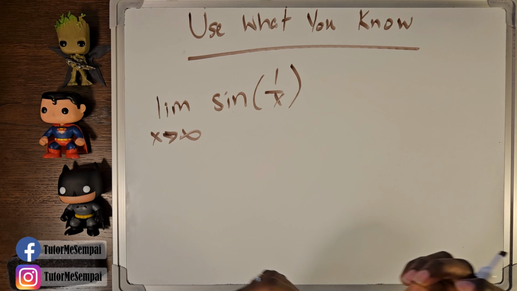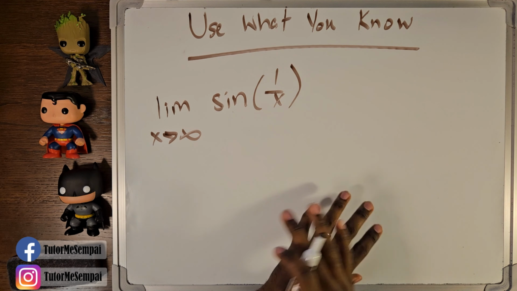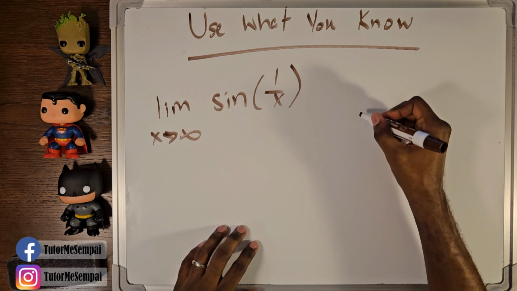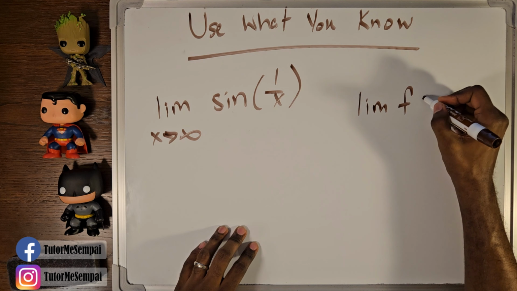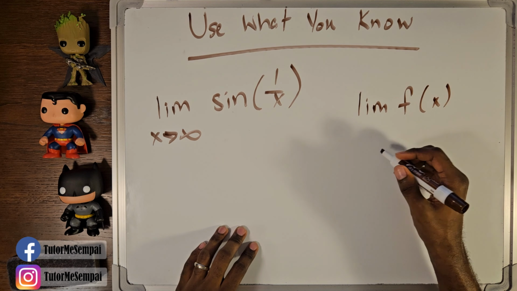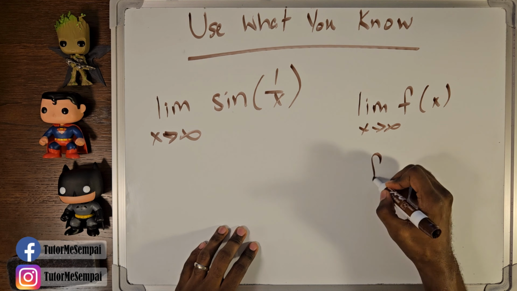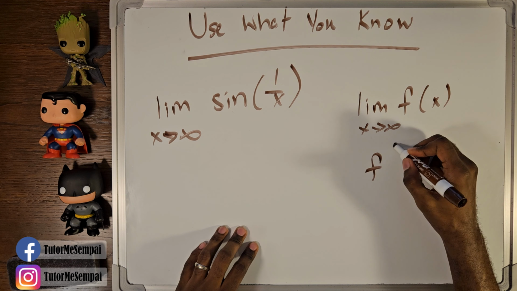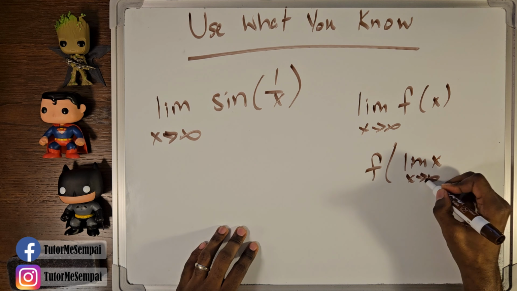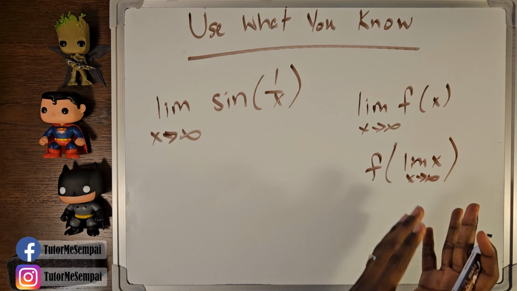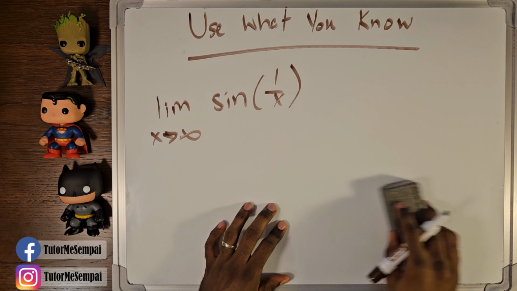Once again, don't be afraid to use your basic limit properties. Remember we had something like this: if you have the limit of a function of x, let's say as x goes to infinity, you can actually apply the function to that limit of x. This is a viable property of your limits. You can throw your limit into the actual function.